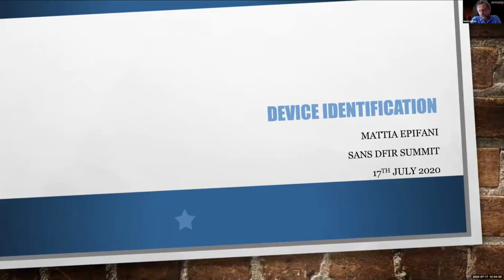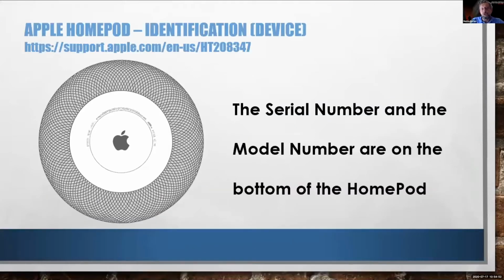So let's start with some information about device identification. I tried to build a presentation as if you are in the field, so you have to do the typical steps in digital forensics. The first one is typically to identify the device. And this is true for computers and mobile devices. To identify an Apple HomePod, first, at the moment, there is only one model, so it's quite easy. That's an Apple HomePod, so you just need to recognize it physically. But you can also get the serial number on the bottom of the HomePod.